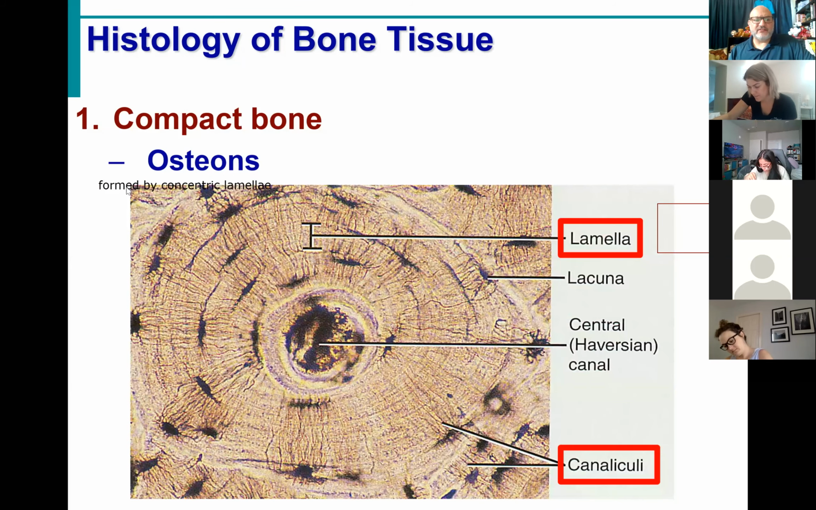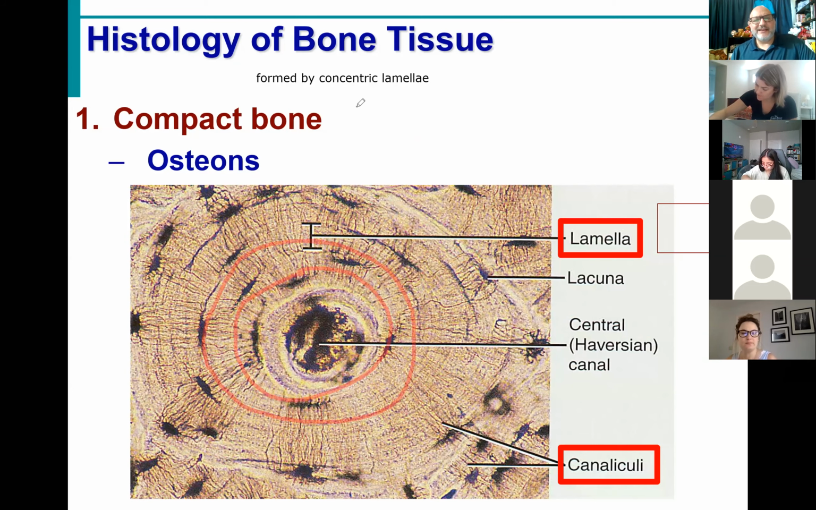Here we see it in a cross section. We can see the layers of matrix. Again, if we use the highlighter, we can see that. So here is a layer of matrix going all around, and here is a layer of matrix going around, and they form these circular layers. And notice in between the layers is where we find the lacunas. The lacunas are, of course, the spaces where our osteocytes live.